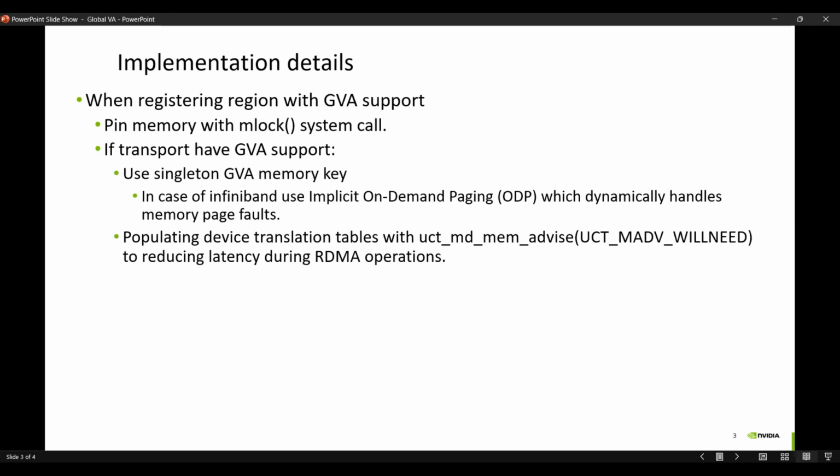And also the error handling. We currently don't support error handling with global VA, not fully at least. And there is a plan to introduce something like memory windows to the UCT API to support it.